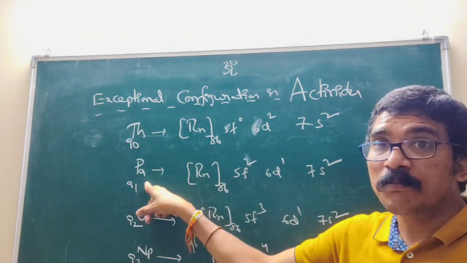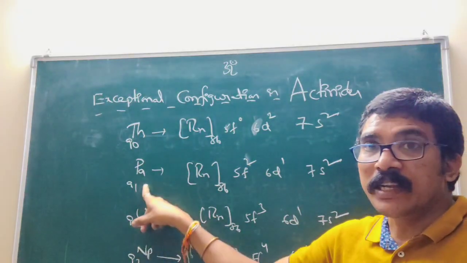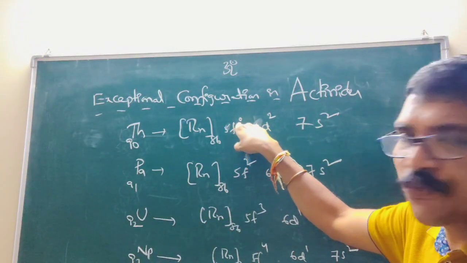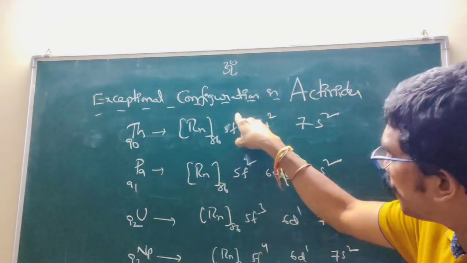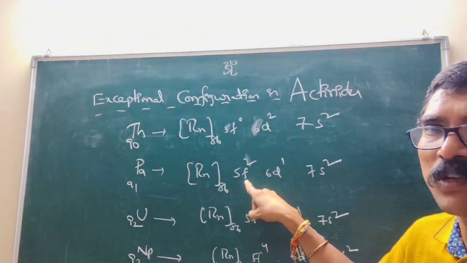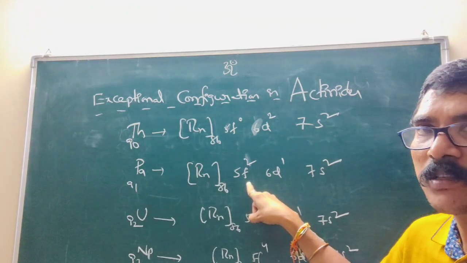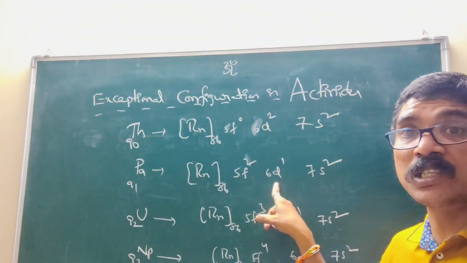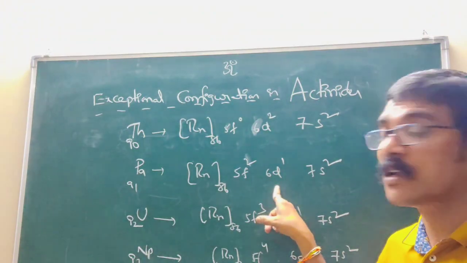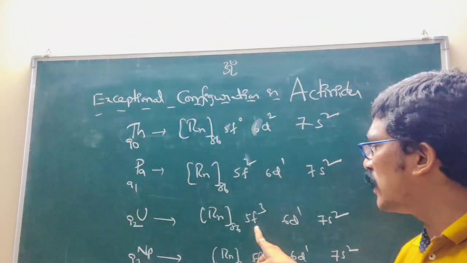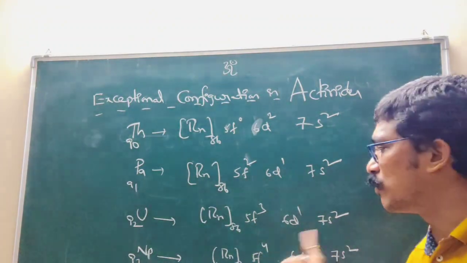After that, protactinium 91. You are expecting 6d1 5f1, but suppose it is 5f1, then this one is 5f2. Yes, this is actually 5f2. Second element of actinides, protactinium 5f2, 6d1. That is why it is exceptional. Next element, uranium 92. Yes, this is 5f3, 6d1, 7s2.